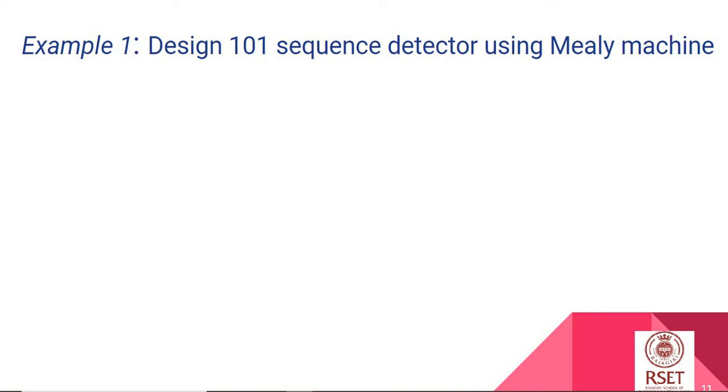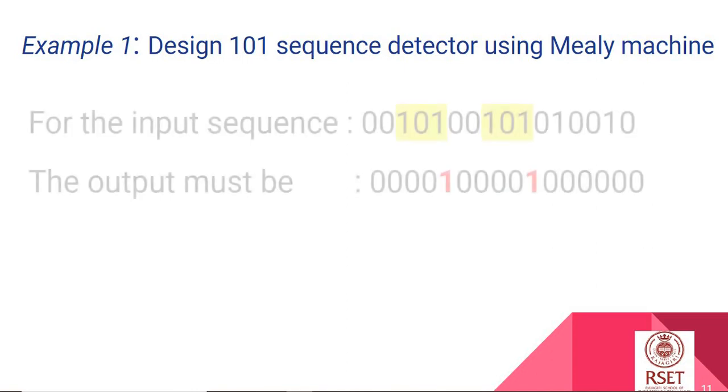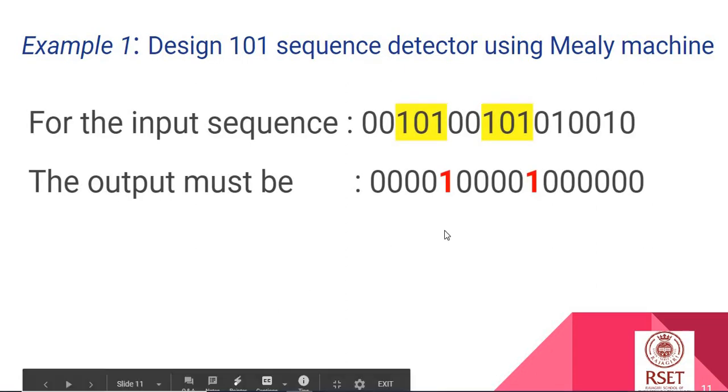Consider the example that you have to design a sequence detector of 101 and we are considering the Mealy machine state. So what was Mealy? Mealy depends, the output depends on the input and the current state. So designing a 101 sequence detector means, suppose I have an input sequence as such, that is 001010. This is just an example taken.